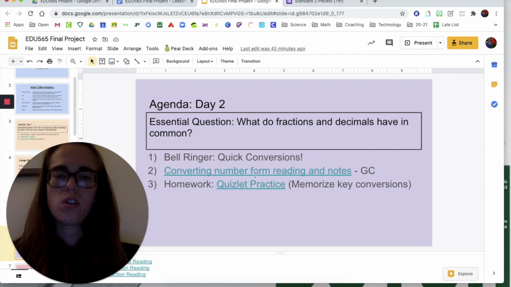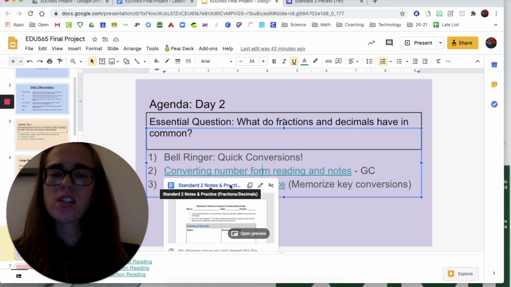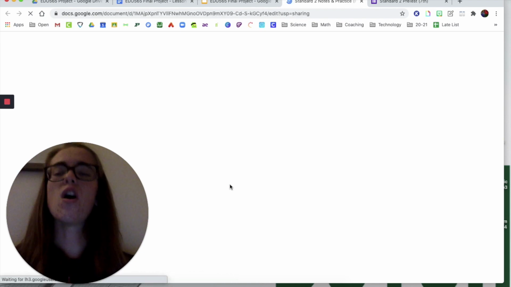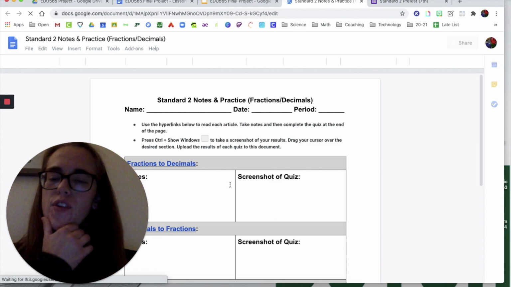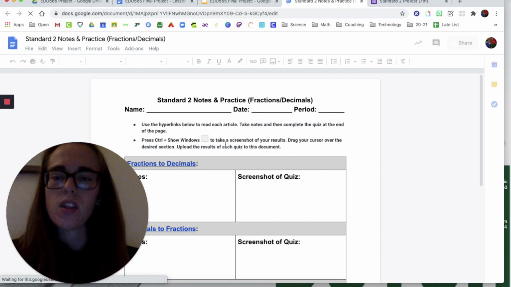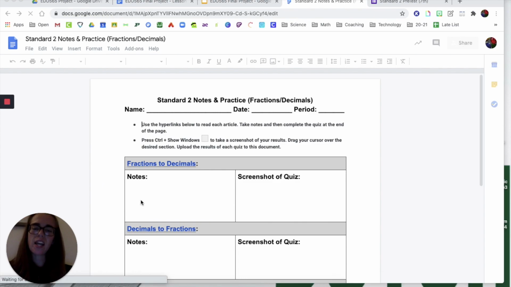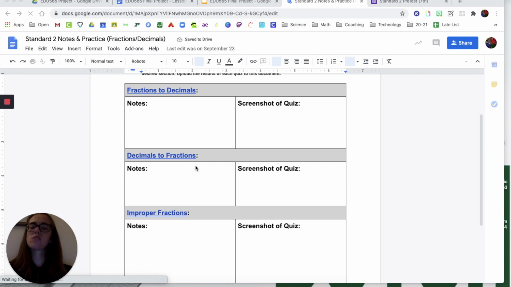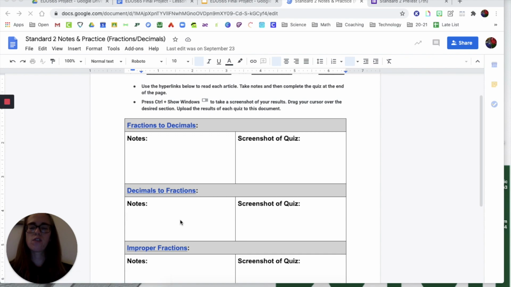It's just a fun way to see what kids already actually know, and they might not even realize it. And once they've done that, then we'll start talking about, well, what happens when we have fractions and decimals that we don't just know? How can we use strategies to go ahead and convert? So we've created this activity here. It is a note-taking activity with some practice. So there are 3 different skills: fractions to decimals, decimals to fractions, and improper fractions that students need to be able to do to complete the level 1 problems for the assessment.